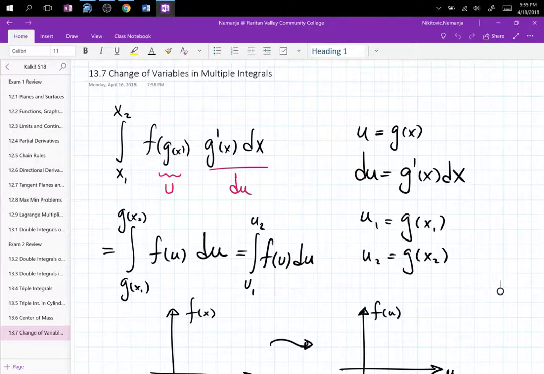Let's open the gates of hell, I guess. What are we doing? We're doing U sub in 2D and 3D.